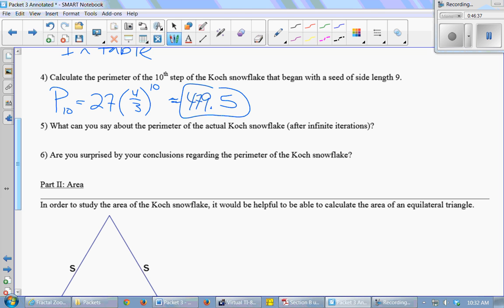Yes, that's a good way to think of it. So the perimeter of the actual Koch snowflake after infinite iterations is infinite, right? All that means is that as you add iterations, the perimeter just gets bigger and bigger and bigger without bound. It just grows forever. Based on our conjectures about the perimeter of the Koch snowflake, probably some of you are surprised and some of you are not, right? Depends on what you guessed to begin with.